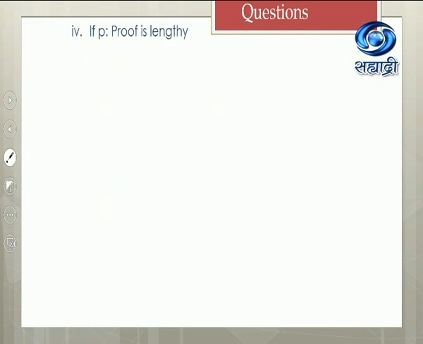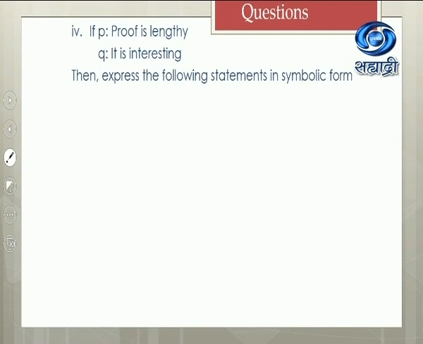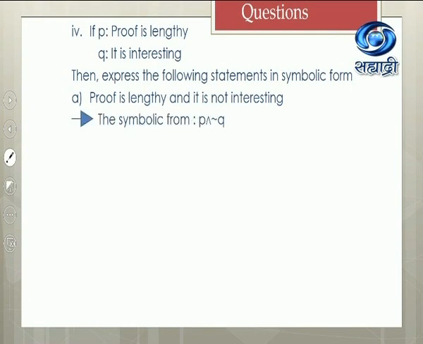Next example, P: proof is lengthy. Q statement: it is interesting. Then express the following statements in symbolic form. So first statement is proof is lengthy and it is not interesting. So here the symbolic form of the given statement is P and negation Q, because proof is lengthy and so conjunction, not Q.